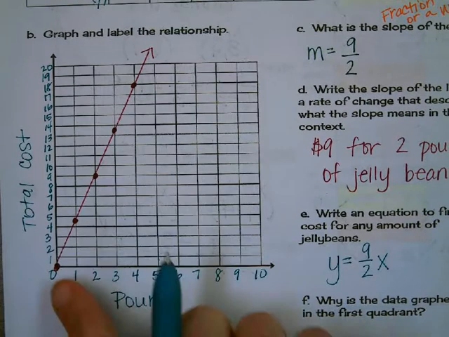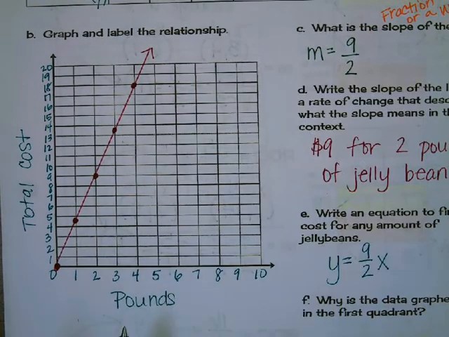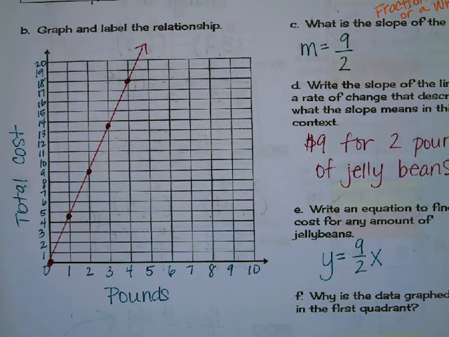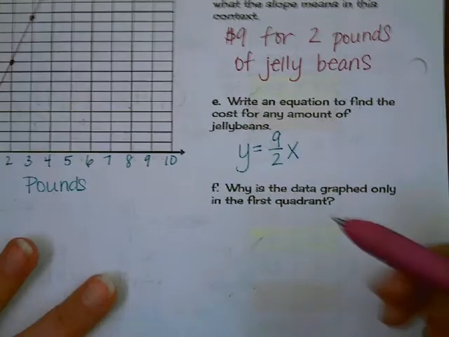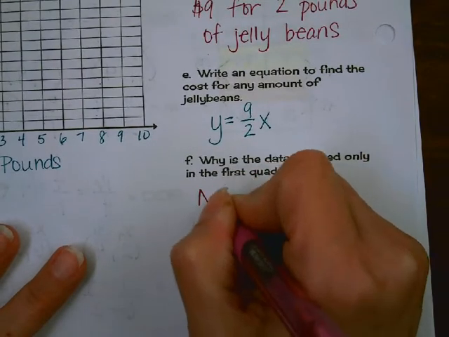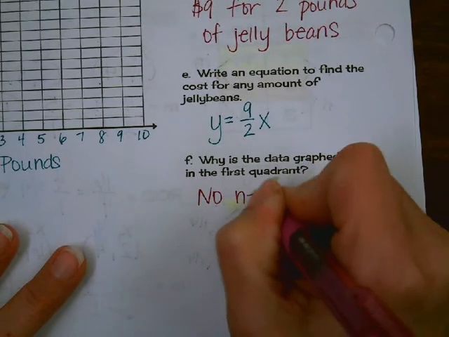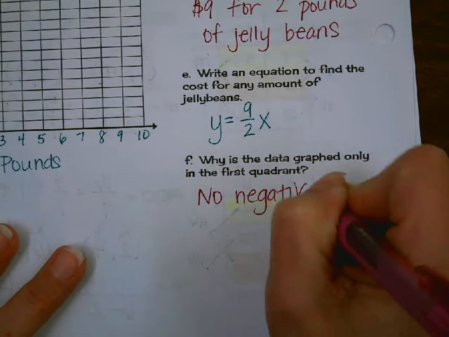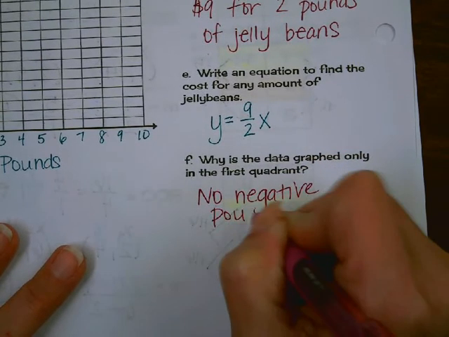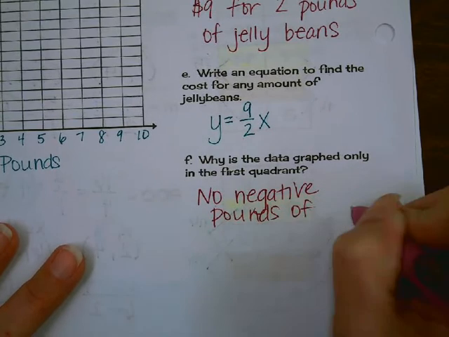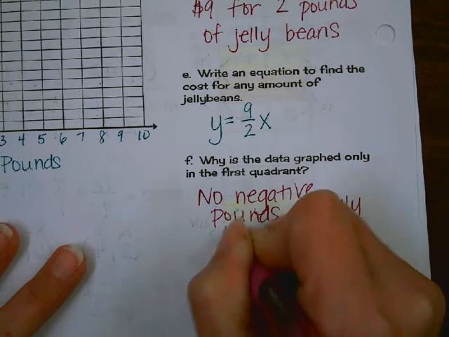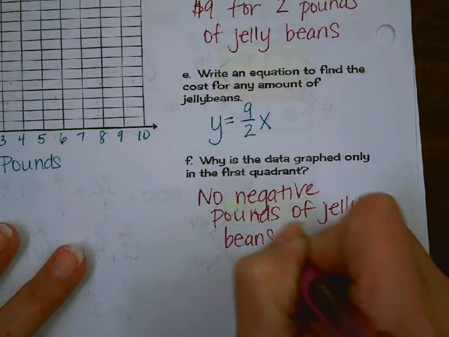So F is saying, why is this data graphed only in the first quadrant? Why, when I made this graph, did my arrow go up saying it went on forever, but I didn't go down? Well, is it possible to buy a negative amount of pounds of jelly beans? No, of course not. It doesn't make any sense. So we can't have negative pounds. So no negative pounds of jelly beans are bought.